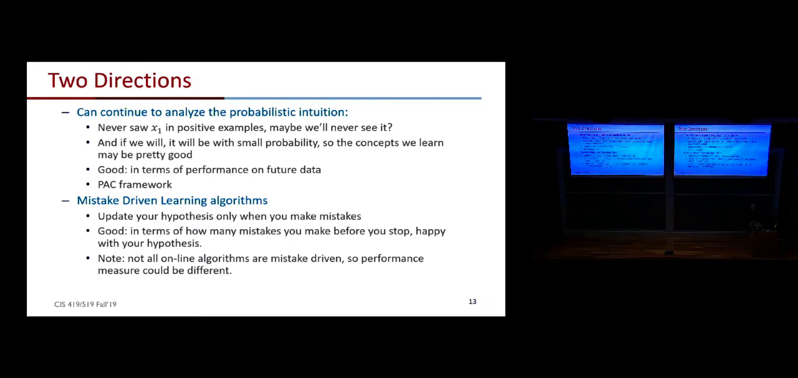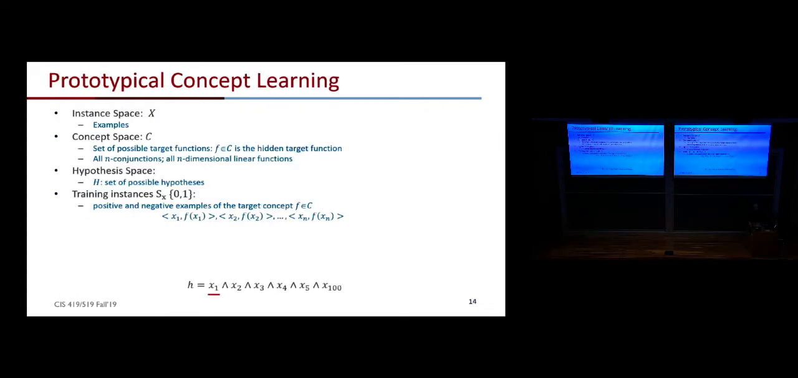So this is an intuition that leads to the PAC framework, the probably approximately correct framework, that will allow us to think in a quantitative manner about how well we are going to do. And that's what I want to do now. So just a very brief reminder of terminology. I mean, you all know this already. Instance space, concept space, hypothesis space. We're going to use all these. And our goal is to find a hypothesis, h, that is the same as the target function, f.